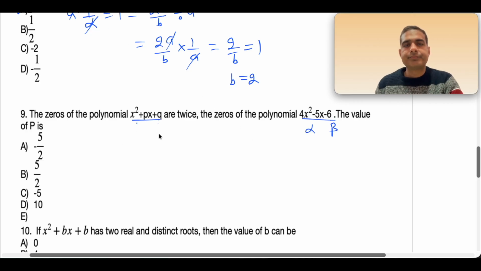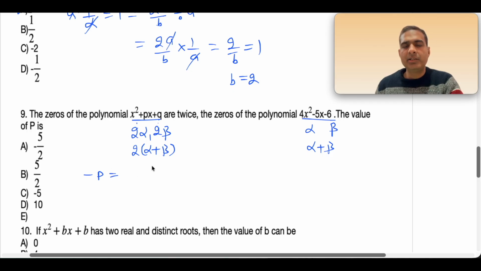If alpha and beta are the zeros of this polynomial, then the zeros of this polynomial will be 2 alpha and 2 beta because they are twice of this. It means if I find out the sum of the roots of this equation, I will be getting twice of alpha plus beta, and the sum of the roots of that equation is alpha plus beta. So sum of roots of this equation is minus b by a, that is minus the coefficient of x, that is minus p, by a, that is the coefficient of x square, that is 1.